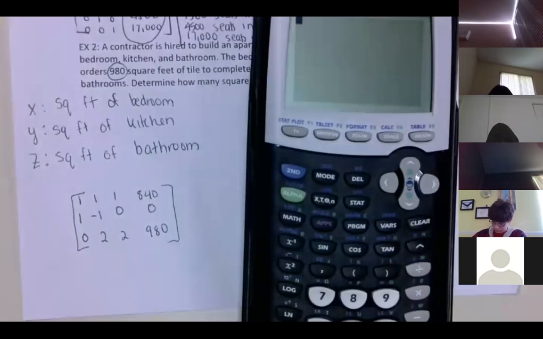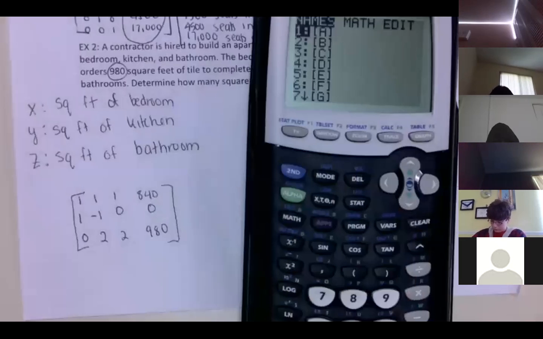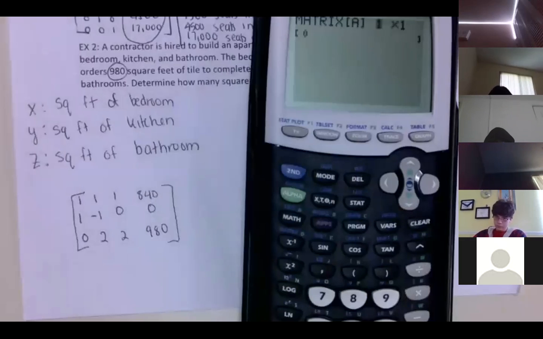Now we're going to go back to step number 1, so hit second, x to the -1, go over to edit, hit option 1, and then it's a 3x4 matrix. So we're going to enter 3x4, and then start typing in your values with the first row that Jaden said. So 1, 1, 1, 840, 1, -1, 0, and 0, and then 0, 2, 2, and then 980. Questions about typing it in?